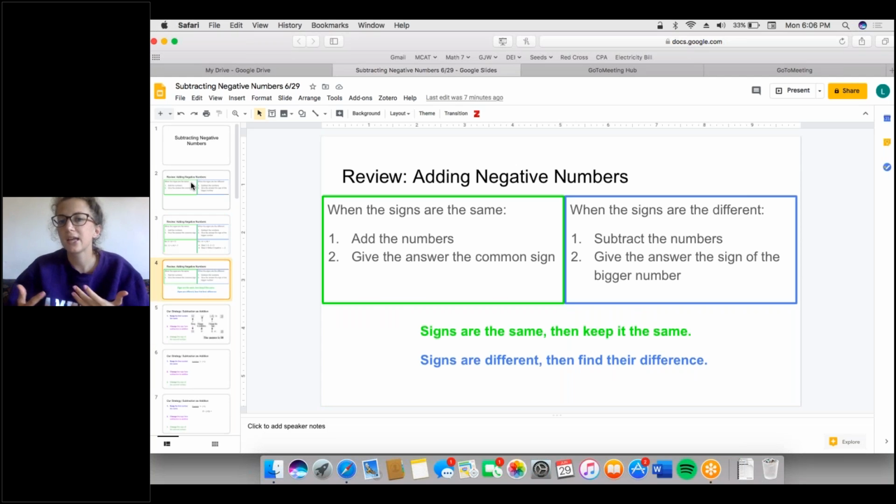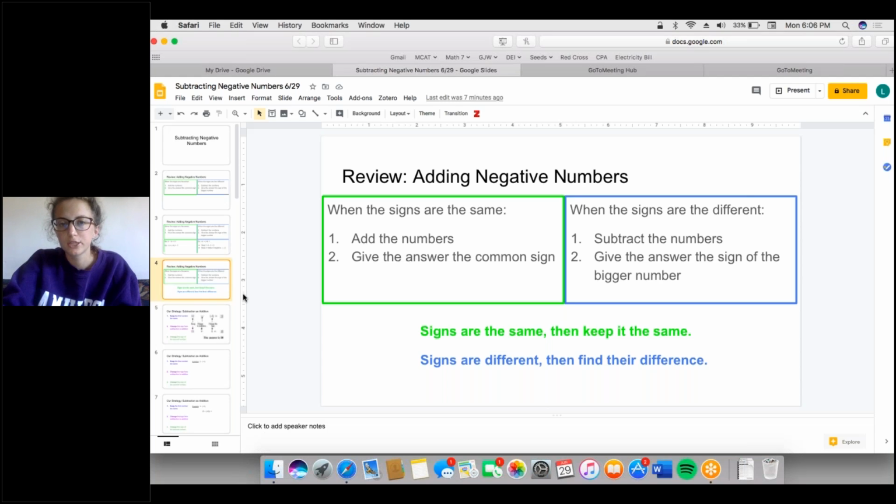To summarize, when we're adding numbers, a way to remember is when the signs are the same, you keep it all the same. If you're in positive, you stay in positive. If you're in negative, you stay in negative. That one's the more straightforward one. But in blue, when the signs are different, that's really telling us to find their difference. Difference is a keyword to subtract. So every time we see an addition problem when the signs are different, we are actually going to turn that into a subtraction problem.